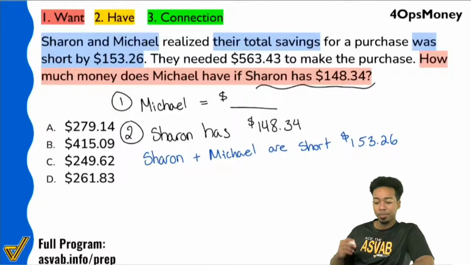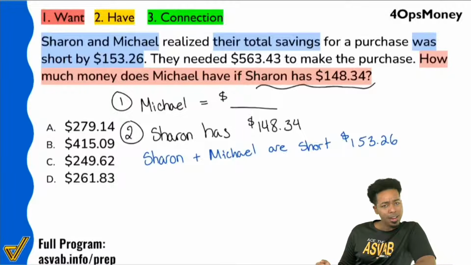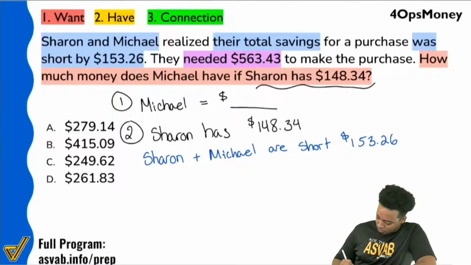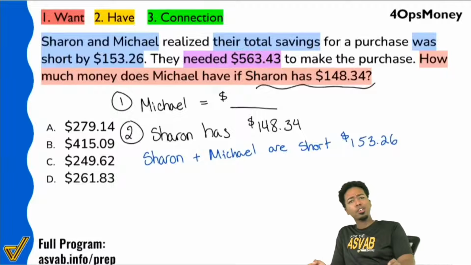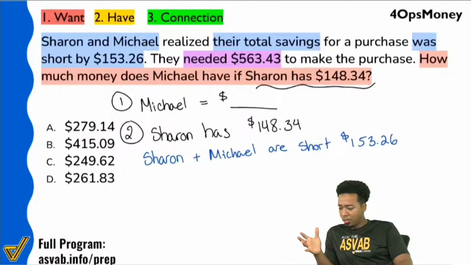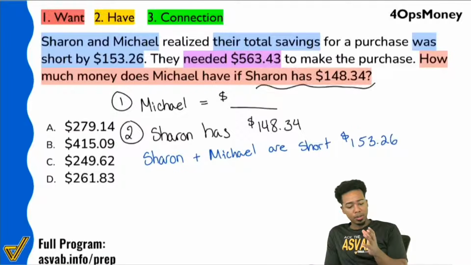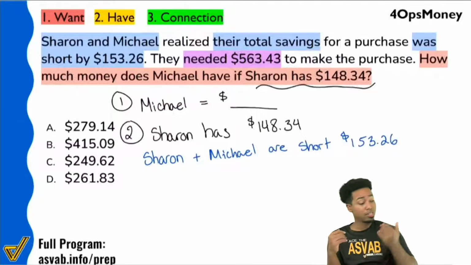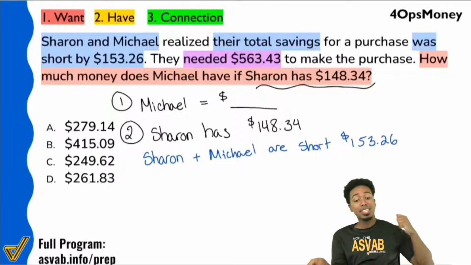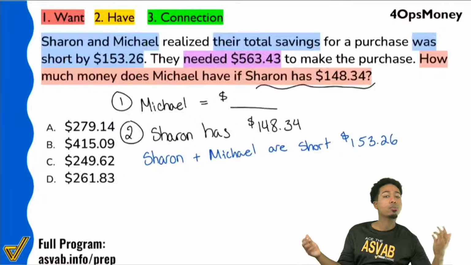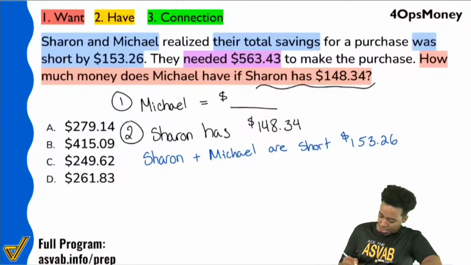That's pretty interesting. Let's talk about how this lines up. Let's take a second to talk about this real quick. They needed this much money to make the purchase. So let's kind of work through the story here. It sounds like to me that Sharon's money and Michael's money together, they needed this much more money, the $153. So if you have Michael and Sharon, they still needed the $153 to get to that total amount, to get to that 563.43. Everyone, is that fair to say?